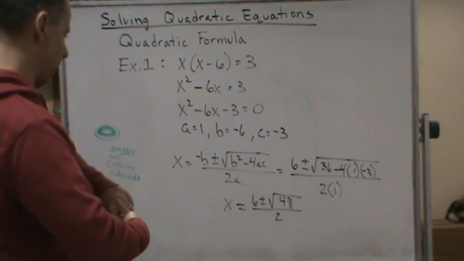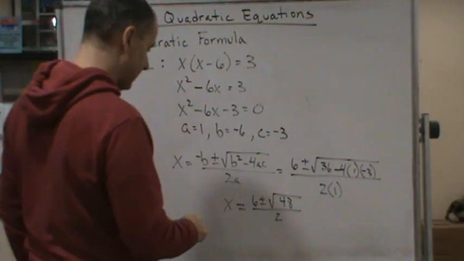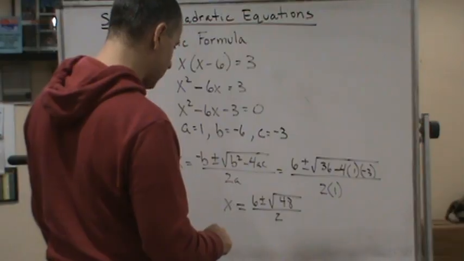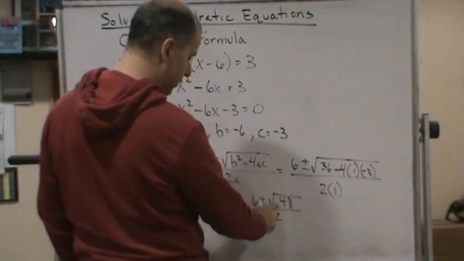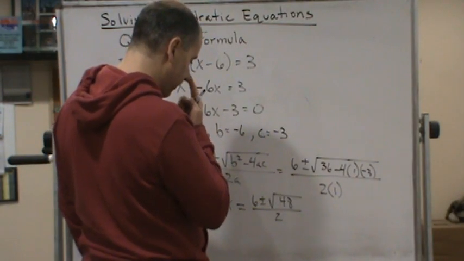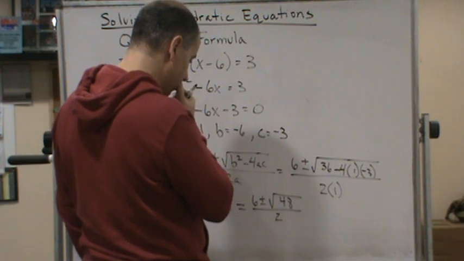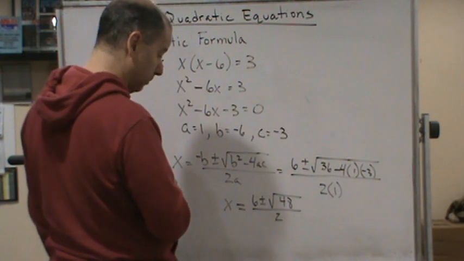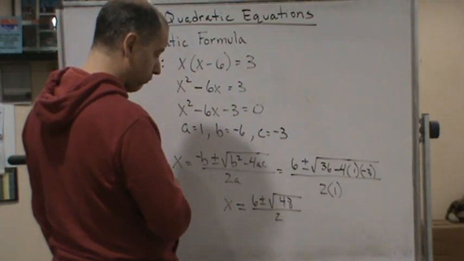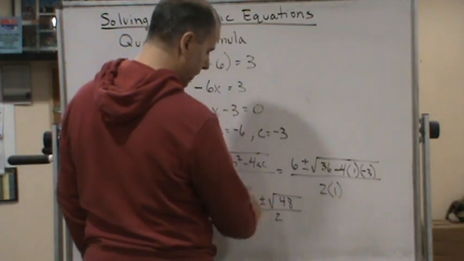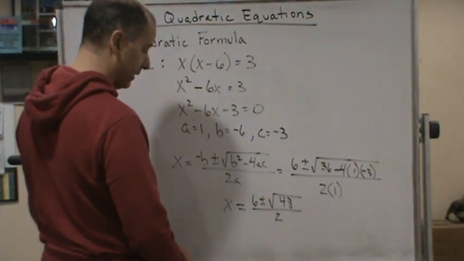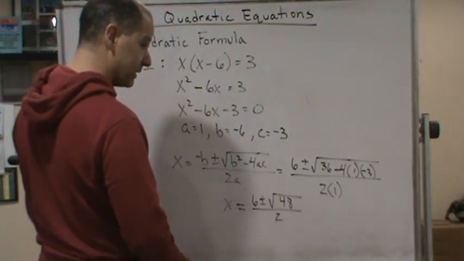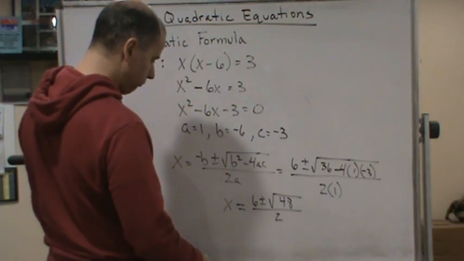Okay, and we can simplify this even further because this is 4 times 12, or 16 times 3. Right? Because 16 times 3 is also 48, right? 16 and 16 is 32 plus 16, yeah, 48.